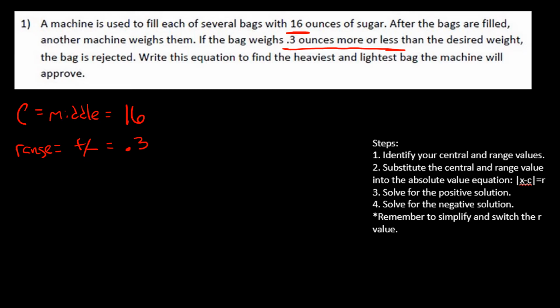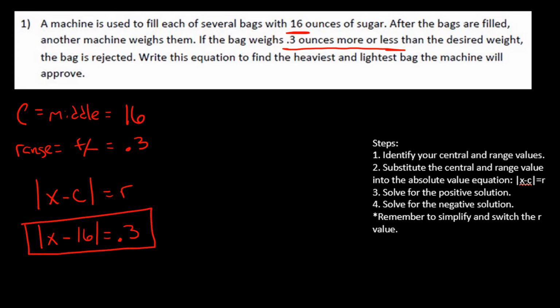0.3. So we want to set this absolute value equation, and I'm getting this here from step number 2, which is the absolute value of x minus c is equal to r. When we solve this out here, we're going to substitute in for c, so it'd be the absolute value of x minus 16 is equal to 0.3. And this is our equation for solving.